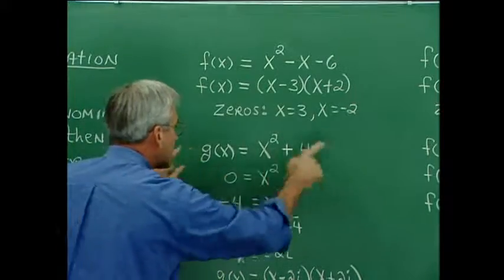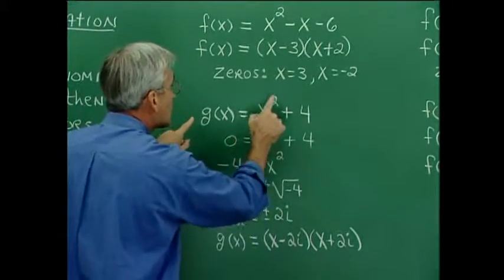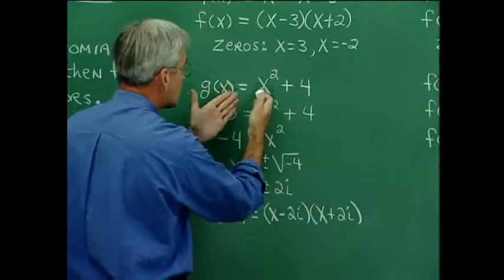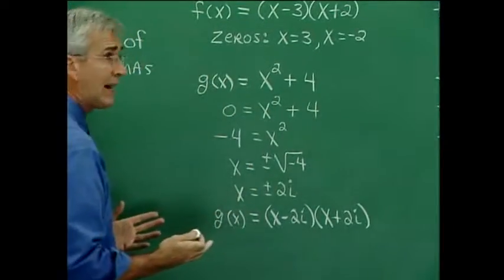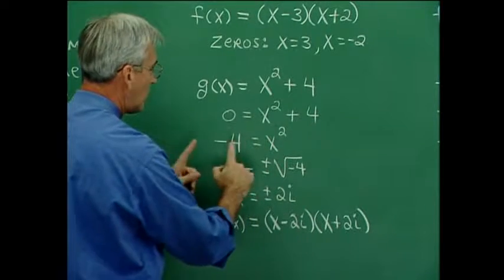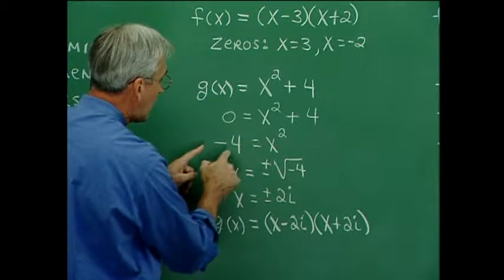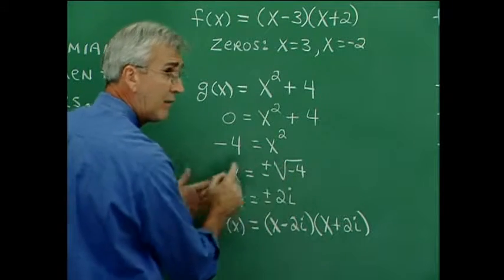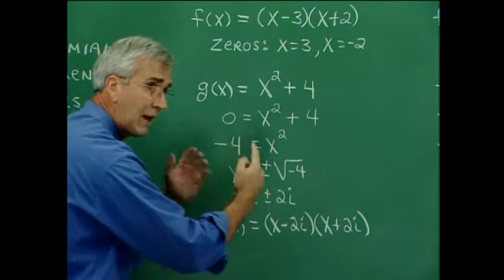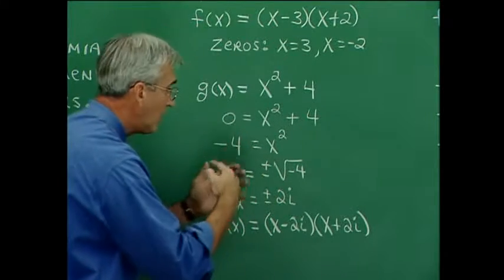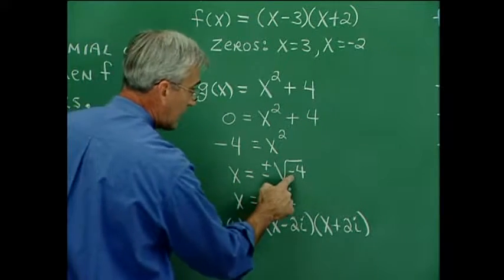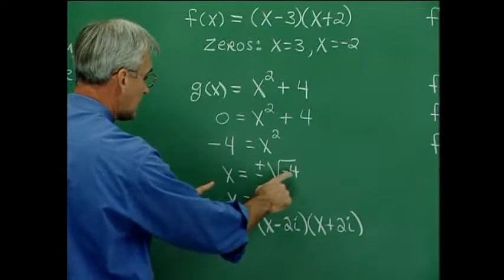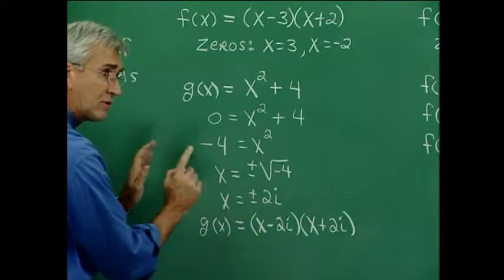Now, look at this one. We have x squared plus 4. If we want the zeros of this, we set this expression equal to 0 and solve for x. Well, we'll subtract 4 on both sides, and now x squared is negative 4, so x is plus or minus the square root of negative 4. But remember, we're talking about imaginary numbers here as a result of taking the square roots of negatives, so we have plus or minus 2i as the values for x, as the zeros.